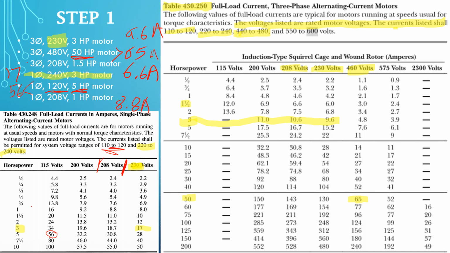Can you guys see how we're getting these things out of these tables? We find the correct table for either single phase or 3 phase, and then we find the column for the voltage, we find the row for the horsepower, and then where those meet, that is the full load current. Each of these listed would be our full load current. It's right there in the title of both of these tables, full load current.